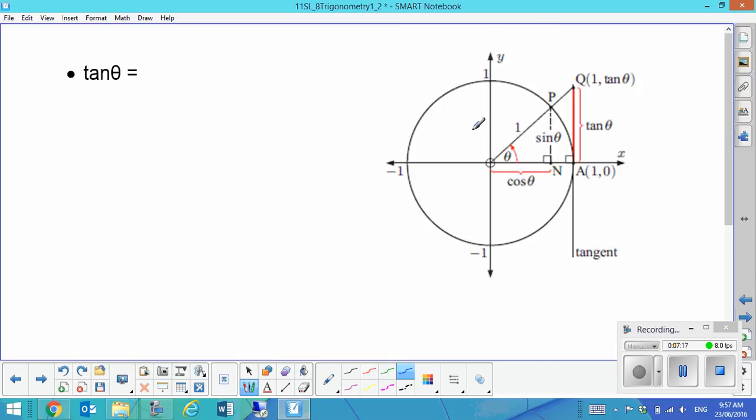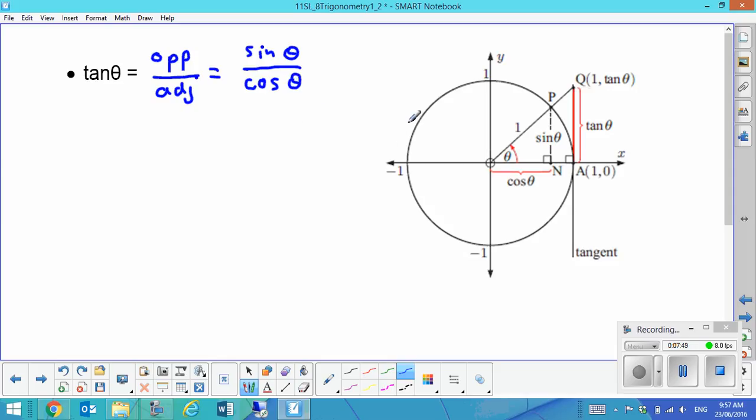Tan theta, remember tan is opposite over adjacent. And we can see now that opposite is sine theta, the y value, over adjacent, which is our cos theta. So we can get tan theta by sine theta over cos theta. So you can see where that relationship is coming from now, if you've heard of that before.